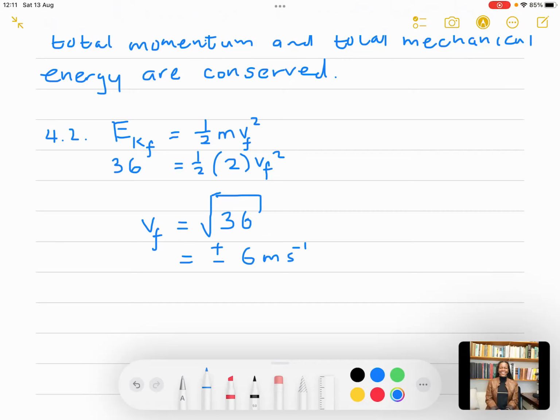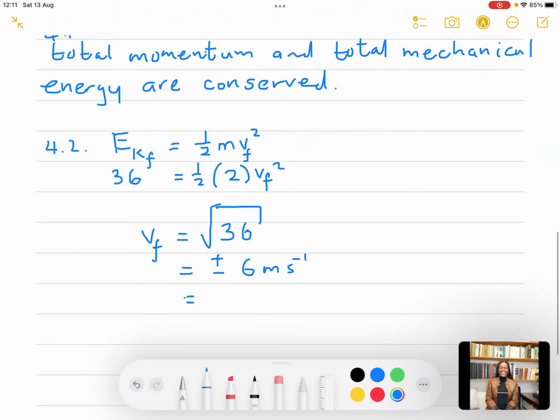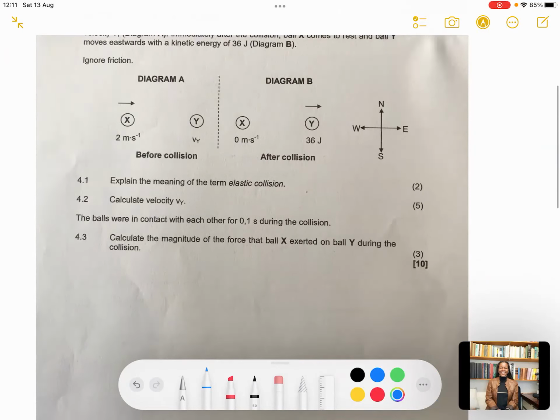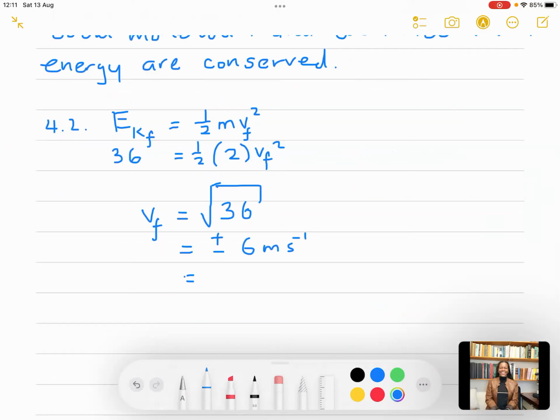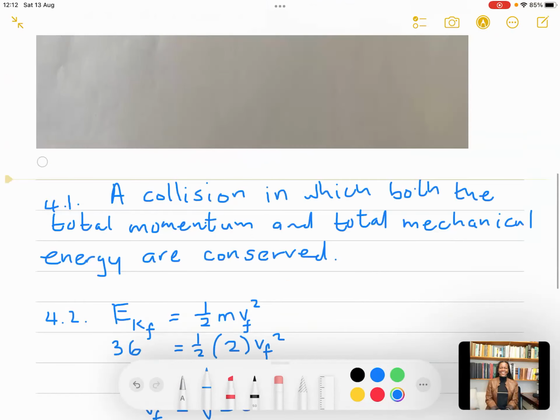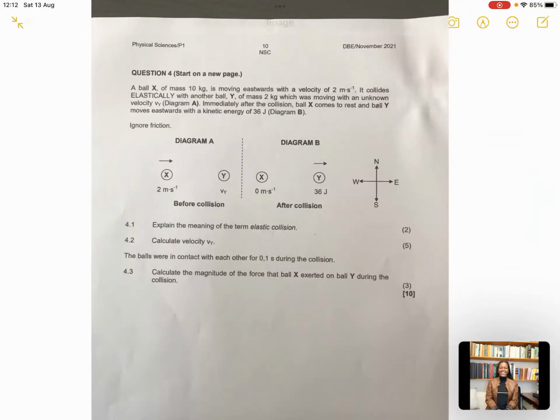-6 multiplied by -6 will give me 36, and 6 times 6 is 36. But how do I know what the direction is? Is it plus or minus? We already told here that it is going east. So this is just 6 meters per second east. Okay. And then I should just say that I'm going to take east as positive. So now that I know what the final velocity is, I can go ahead and find this initial velocity, Vy. I'm trying to find Vy.